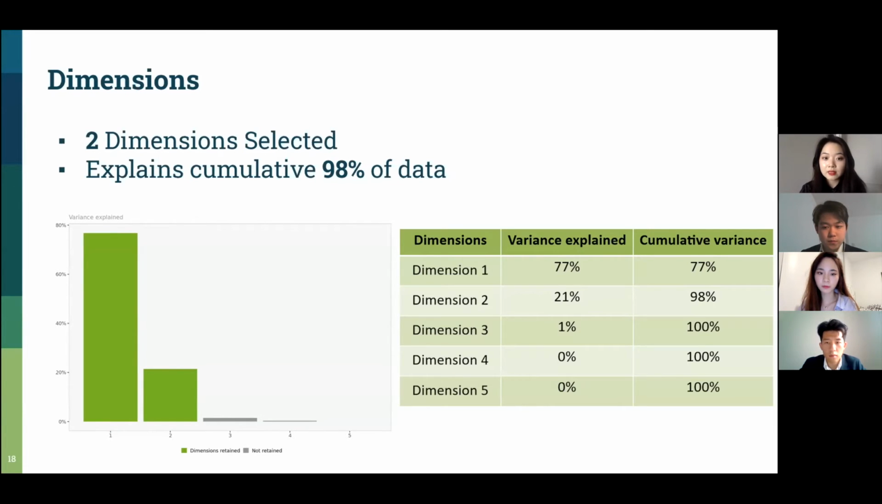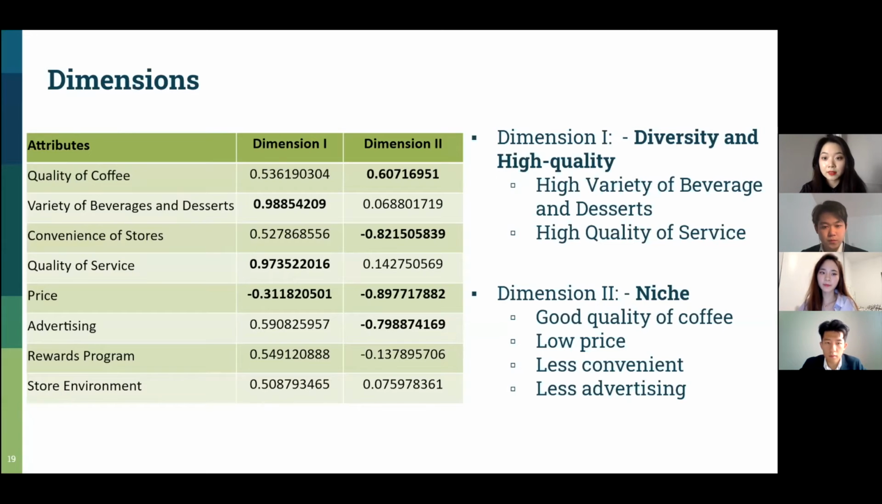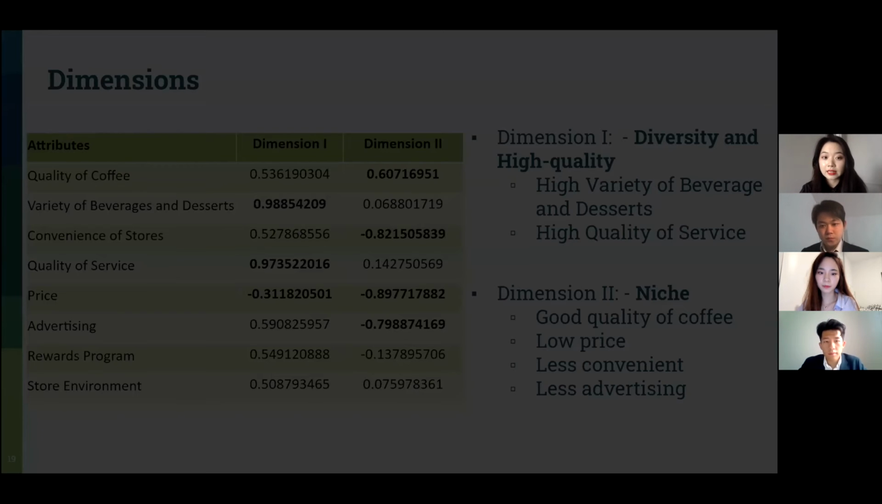And we can notice dimension 1 has a variety of beverage and high quality of service, and dimension 2 has a good quality of coffee and low price but less convenient and advertising. So we concluded it as niche. Here is the perception map. We can see Starbucks has a high diversity and high quality and not niche.